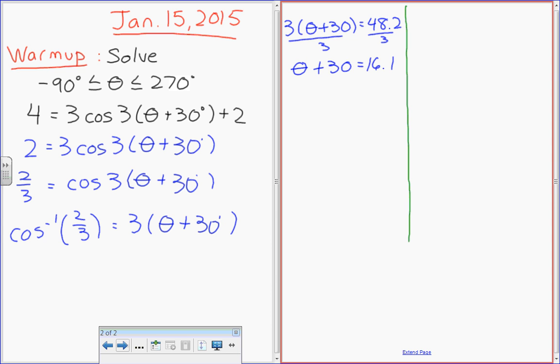Madison, last step, what's theta going to equal, please? Subtract 30. That should be negative 15.9. Even though it's a negative angle, why am I not unhappy with this? Yeah, because we want to get from negative 90 to 270. Because I'm cruel, I'm giving you a weird domain for a change, instead of going from 0 to 360.